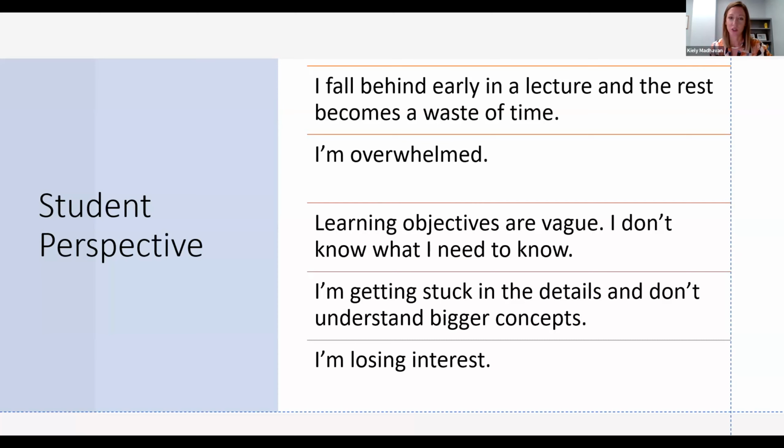We'll also hear that they struggle with learning objectives sometimes. They just don't know what they need to know, and they're getting stuck in details. They're trying to memorize little bits of information, and they're just not understanding the big concepts that they need to know when they go in to take a test or an exam. And perhaps the worst, I'm losing interest. I don't know if I ever should have gone to medical school. I don't think I like this. And those are the ones that are just so overwhelmed that they've now lost their motivation and they're just having difficulty persisting in the face of those challenges.